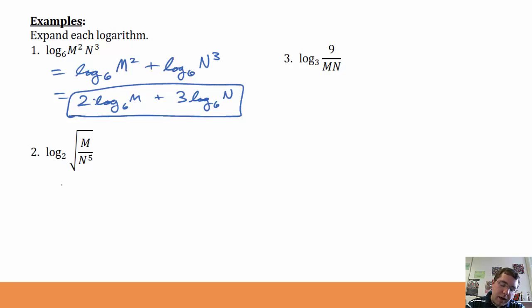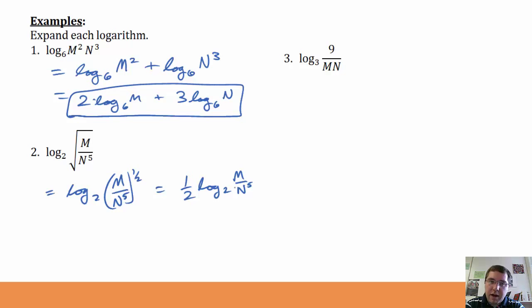Number 2, the log base 2 of the square root of m over n to the 5th. First thing I need to do is take care of that square root, and I remember that a square root is really a 1/2 power. So this is m over n to the 5th, all raised to the 1/2 power, and the log base 2 of that. And I can bring that power out front, that 1/2, and multiply it by the log base 2 of m over n to the 5th.